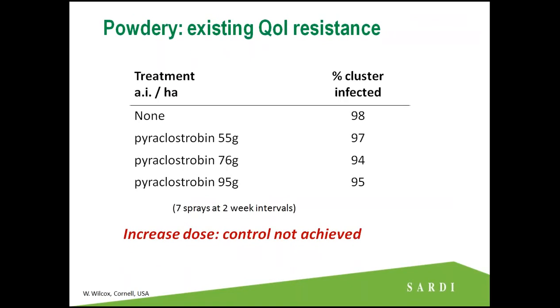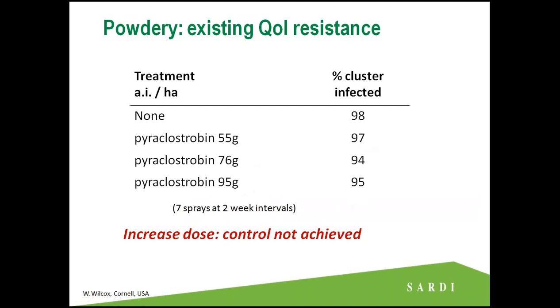Okay, this is a slide from a colleague at Cornell in the USA, Wayne Wilcox. This area had existing QOI resistance. So 98% of the clusters were infected with no treatment. Wayne applied pyraclostrobin, trade name Cabrio in our country, at increasing rates, and basically there was no increase in control. So 7 sprays at 2-week intervals, absolutely nothing achieved by increasing the dose.